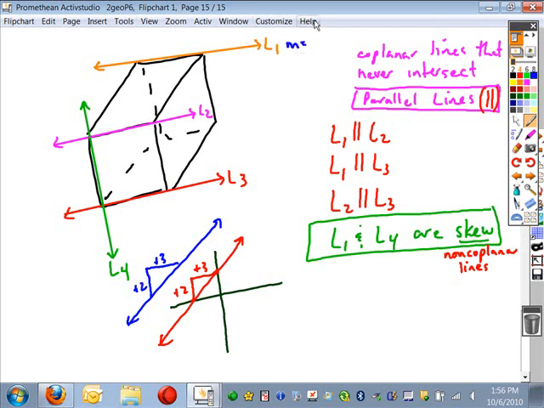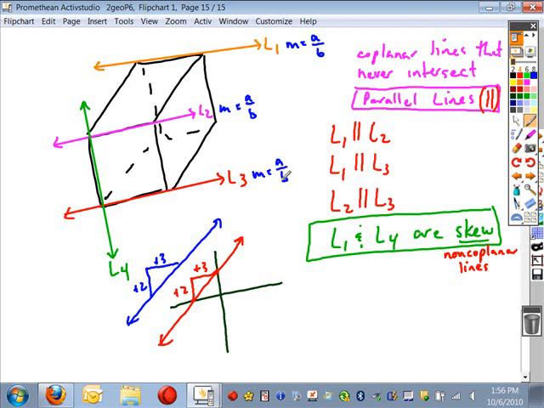So if I say that line 1 has a slope of a over b, what does that mean line 2's slope is? A over b, and line 3 has a slope of a over b. All those parallel lines would have the same slopes.